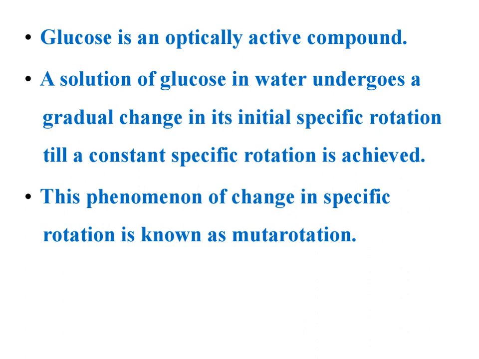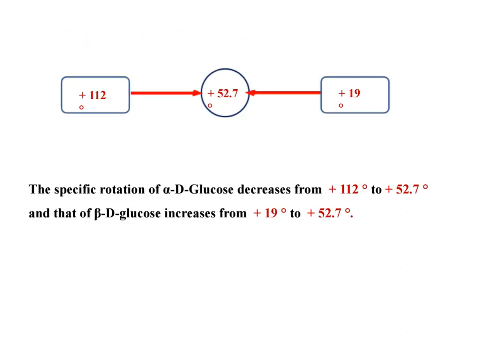Let's take its values, and I have mentioned here this is for alpha D glucose. If we take pure alpha D glucose, which has plus 112 degrees, it means when we measure the specific rotation, alpha D glucose rotates the plane of polarized light to the right with an angle of 112 degrees.